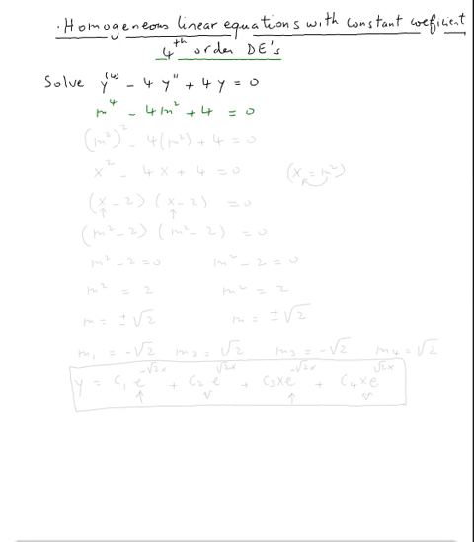Now, if you notice, this is the same thing as (m^2)^2 minus 4m^2 plus 4 equals 0. If we let big X equal m^2, this equation is actually just x^2 minus 4x plus 4 equals 0. So it's easy to factor.